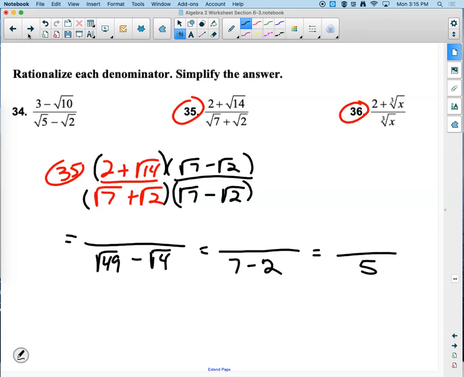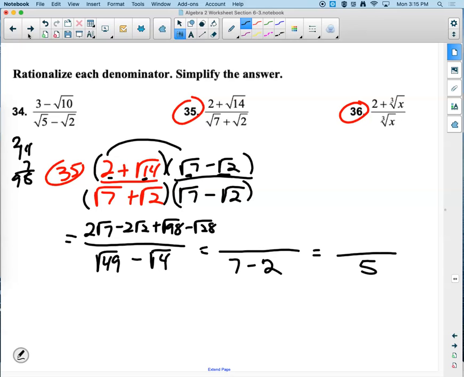All right, now our numerator. 2 times the square root of 7 is 2 square roots of 7. 2 times negative square root of 2 is minus 2 square roots of 2. Square root of 14 times square root of 7, I'll do the math over here for us. We get the square root of 98. And then we have the square root of 14 times negative square root of 2, which will be a negative square root of 28. All right, now let's keep going.